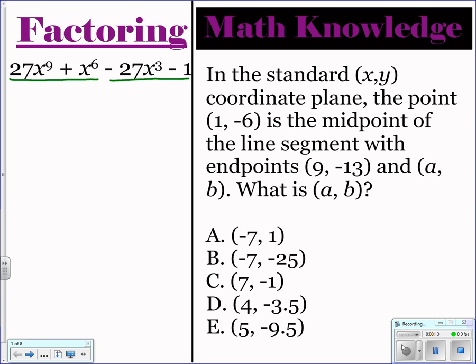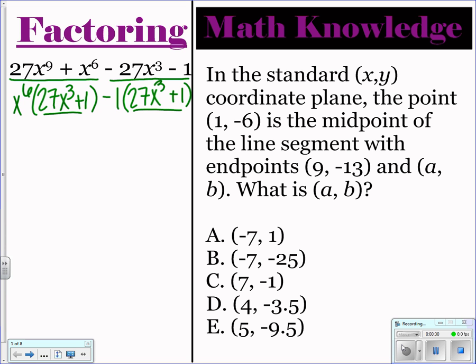You're going to factor these two pieces separately. Those first two have an x to the 6th in common, and if you pull that out, you have 27x cubed plus 1. The second two have a negative 1 in common, and so if you pull that out, that'll give you the 27x cubed plus 1.